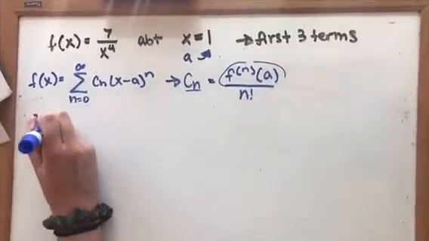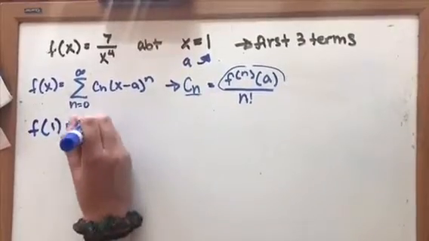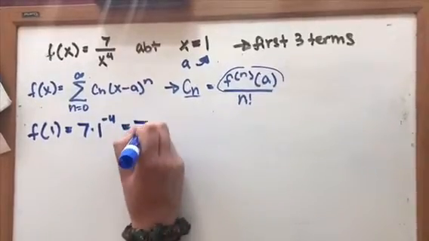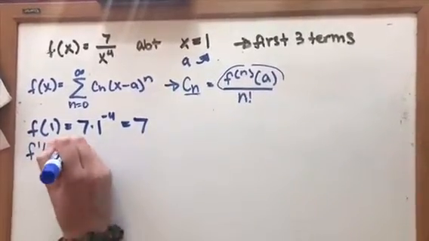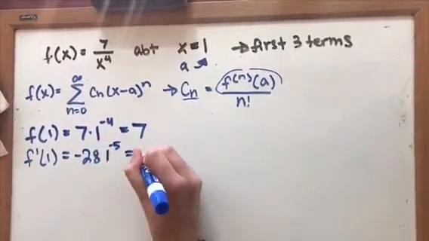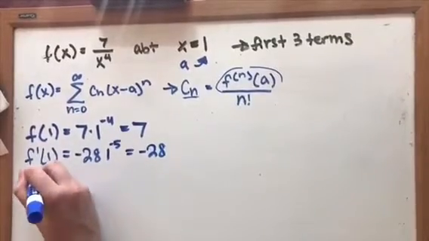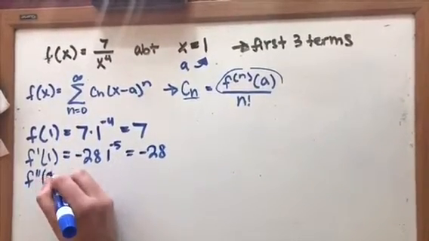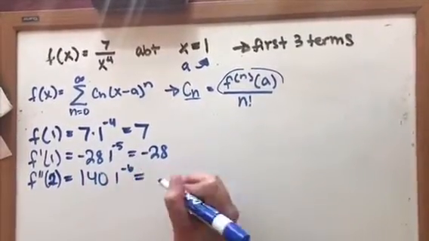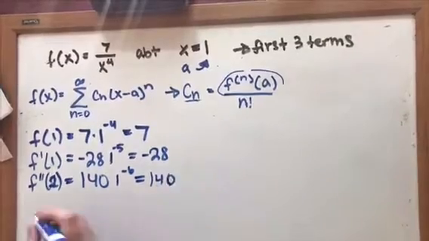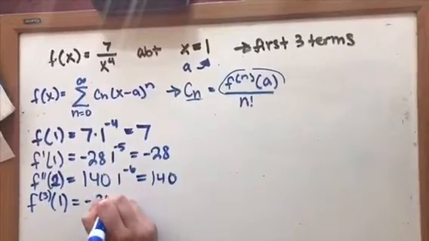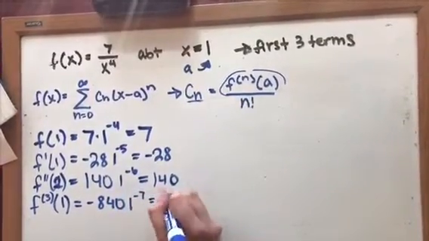So the 0th derivative is just f of 1, and that's going to be 7 times 1 to the negative 4th power, which is just going to be equal to 7. The first derivative at 1 is going to be equal to negative 28 times 1 to the negative 5th power. That is just negative 28. Now we're going to find the second derivative at 1. And that's going to be 140 times 1 to the negative 6th power, and that's just equal to 140. Now finally, the third derivative at 1 is going to be negative 840 times 1 to the negative 7th power, and that's just negative 840.